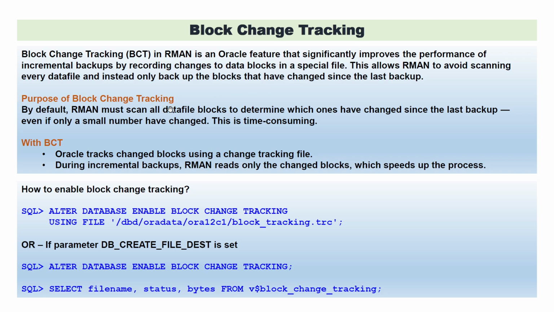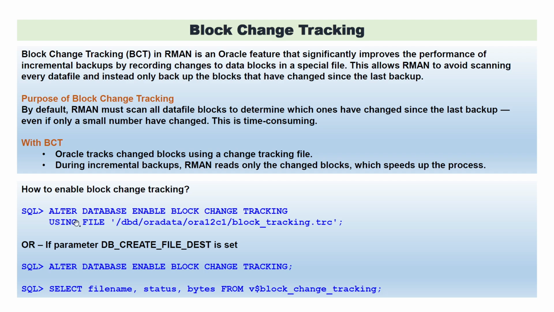So the purpose of block change tracking: by default, RMAN must scan all data file blocks to determine which ones have changed since the last backup. Even if a small number have changed, this is time consuming. With block change tracking, Oracle tracks changed blocks using a change tracking file. During incremental backups, RMAN reads only the changed blocks, which speeds up the process. So block change tracking is always a definite plus during your incremental backups.